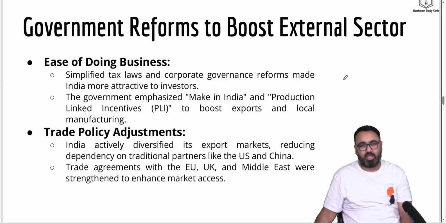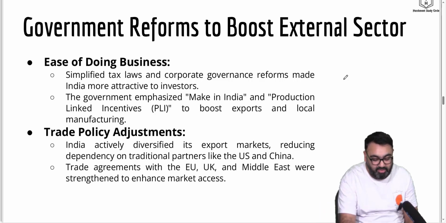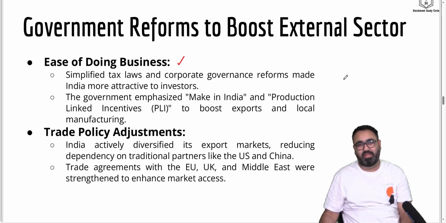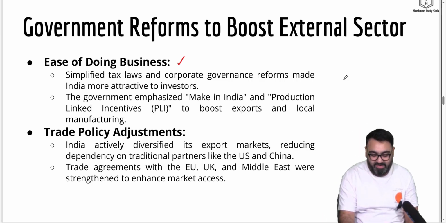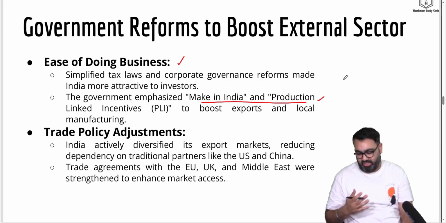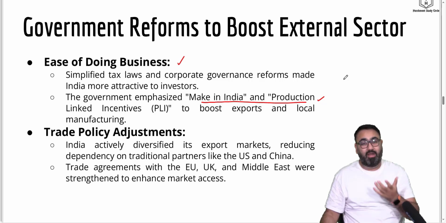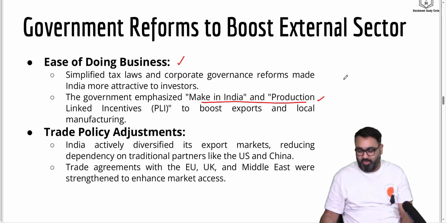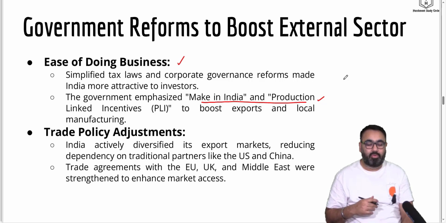As per the economic survey, the government has pushed a lot of reforms to boost this external sector, to invite more FDI. For example, we are trying to improve ease of doing business. Tax laws are being simplified. The government has emphasized Make in India and PLI schemes to push production within the country. For example, iPhone manufacturing is happening in India at a very large scale. Companies such as Tesla are in talks with the government of India to set up huge manufacturing in India. For all that, the government is trying to incentivize them to come to India.